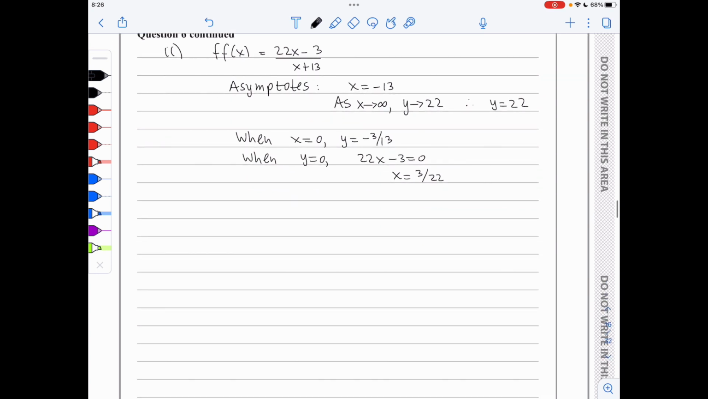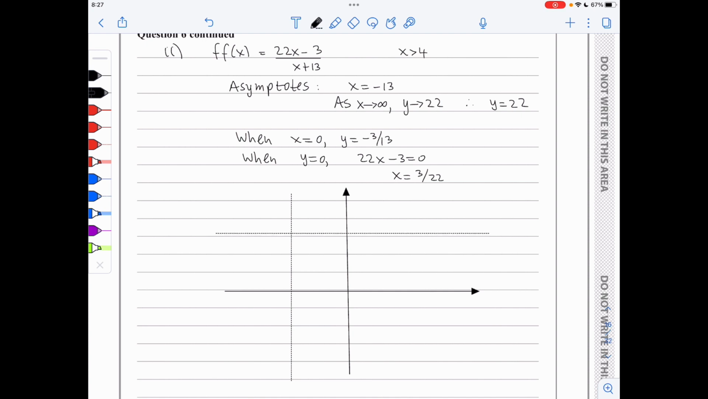Here, we know that this function is defined for x greater than 4. So if I draw my pair of axes here, I will start by putting the horizontal and the vertical asymptote. So at x is minus 13 and at y is 22. So this is the y is 22 and this is the x is minus 13. Now I will draw this part here. This is what the graph looks like. It's cutting at 3 over 22 and minus 3 over 13.